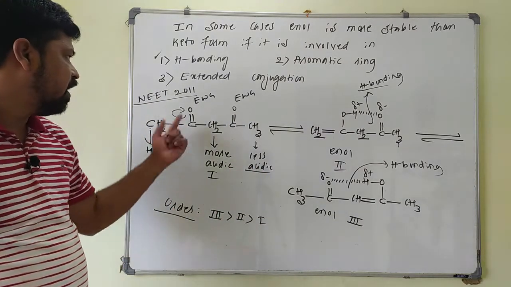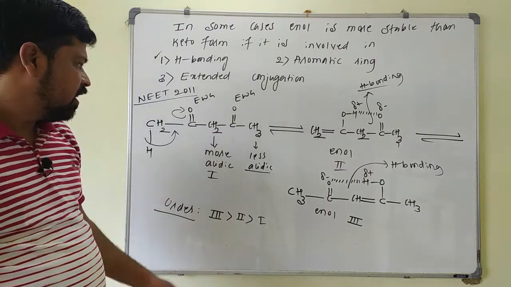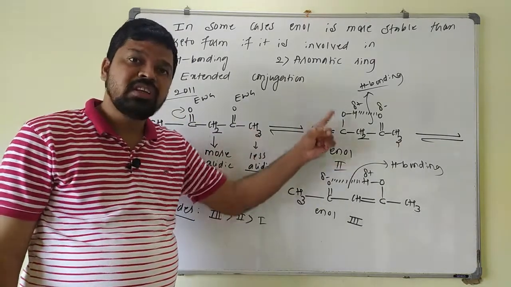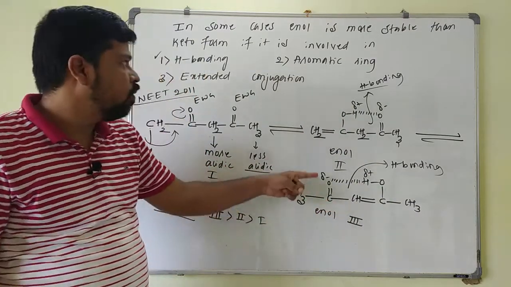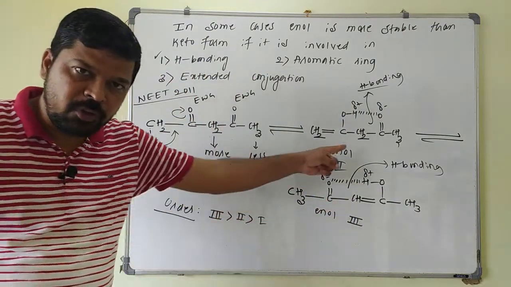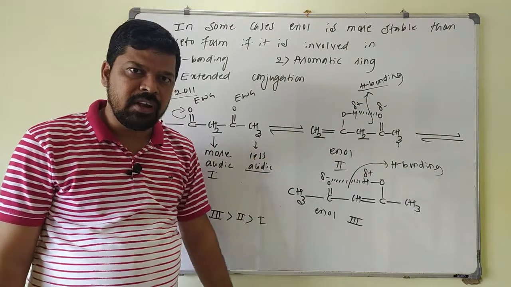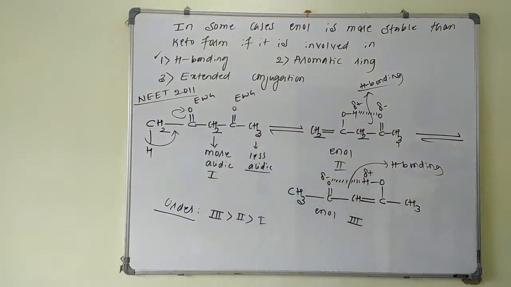So this is the question they have asked in NEET 2011, that is, stability is based on hydrogen bonding of enol. In this case, enol will be more stable than keto form due to formation of hydrogen bonding. Next example you will see here.